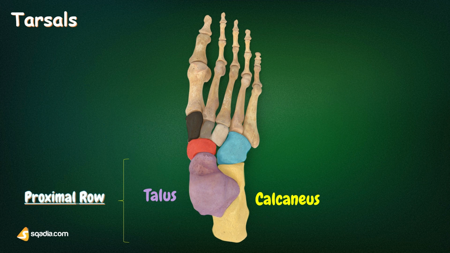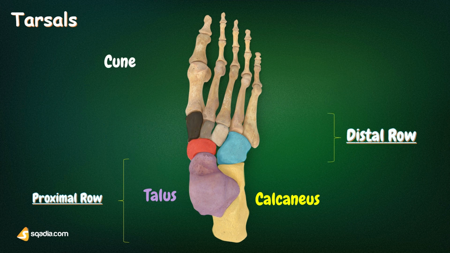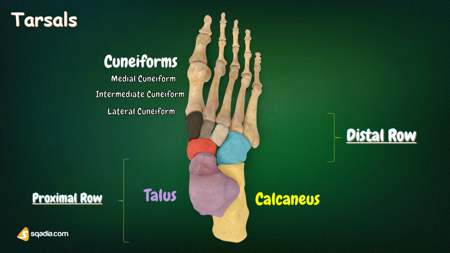In the distal row, there are 4 tarsal bones lying side by side. From the medial to the lateral side, these are the medial cuneiform, the intermediate cuneiform, and the lateral cuneiform. The 4th bone in the distal row is the cuboid bone. Another bone, the navicular, is interposed between the talus and the 3 cuneiform bones. In other words, it is interposed between the proximal and distal rows.